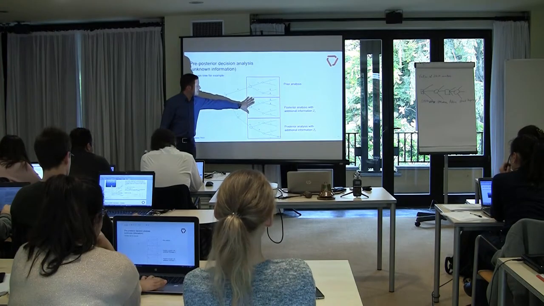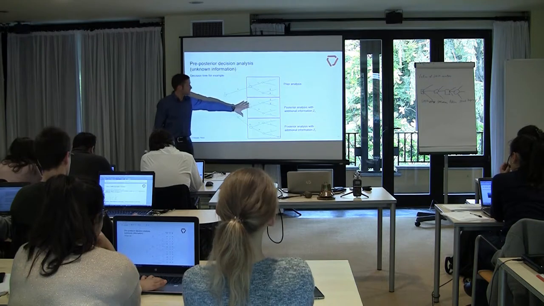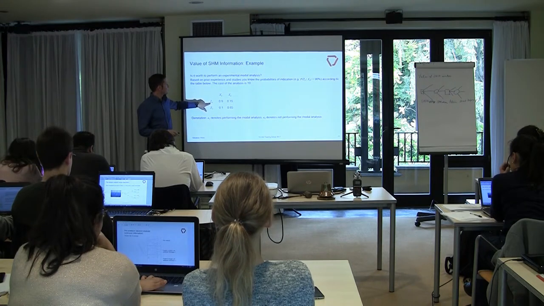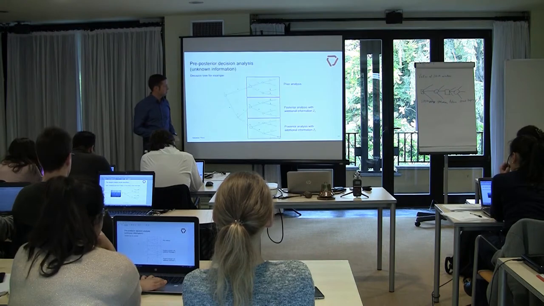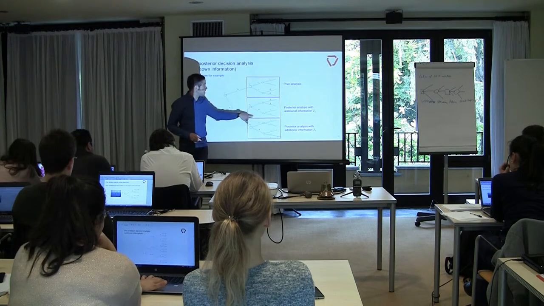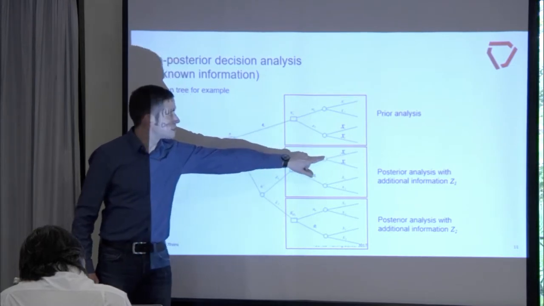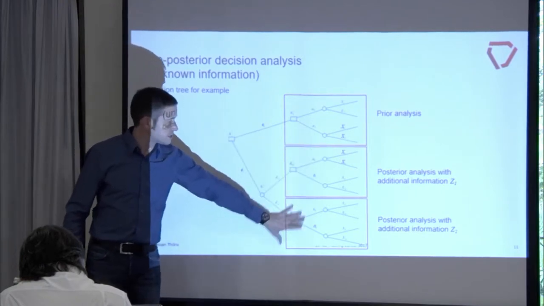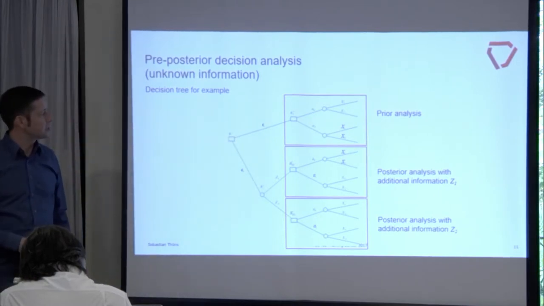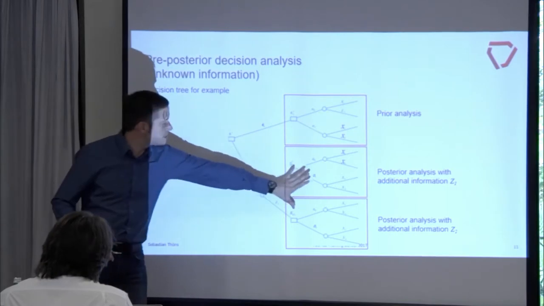Now we can do the same prior analysis, but we say we have additional information Z1. So we have an indication Z1 that the system is in state X1. And this is the posterior decision analysis, and here it's the same decision tree, but now we have Z1, and we would calculate an updated probability of the system states. The same we can do with Z2, and that together would be the pre-posterior, or even the value of information analysis. We have the pre-posterior part here, prior here.